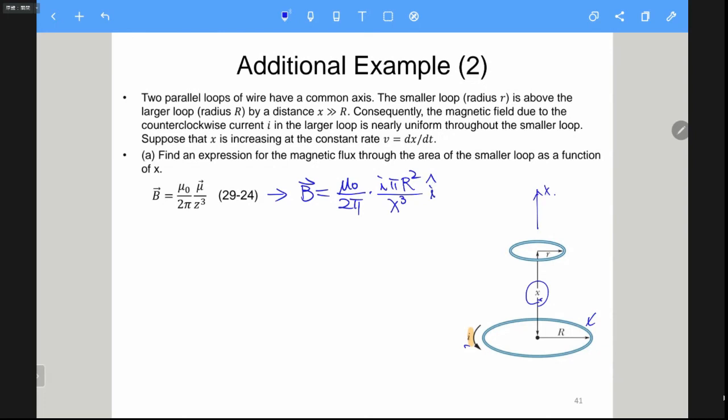Okay, so phi b, we approximate it to be B times A, because actually the magnetic field at this point and at this point are not exactly the same. But here we assume that it is nearly uniform because x is large enough. So it is nothing but mu naught over 2 pi times I pi capital R square over x cube times A. A is actually this one, pi small r square.